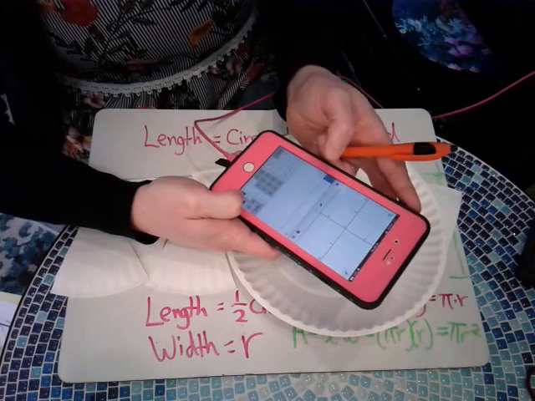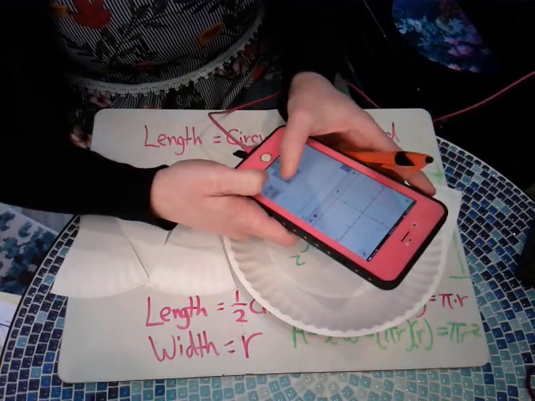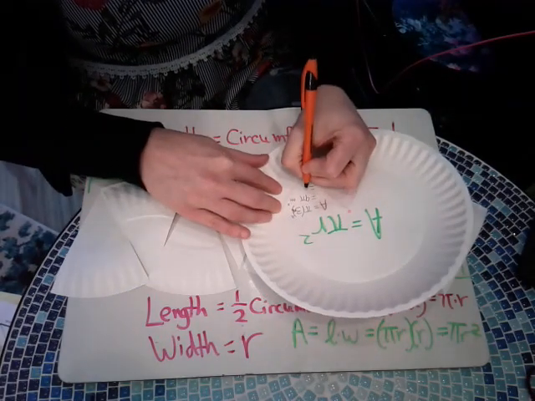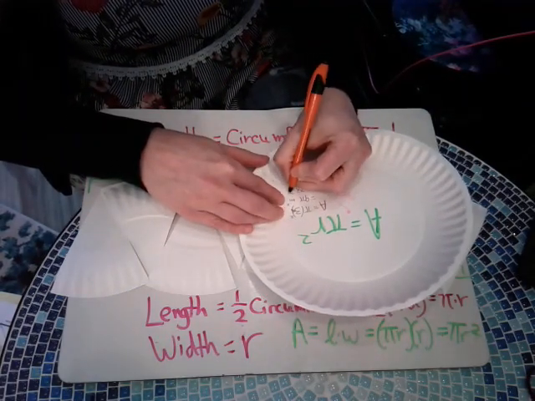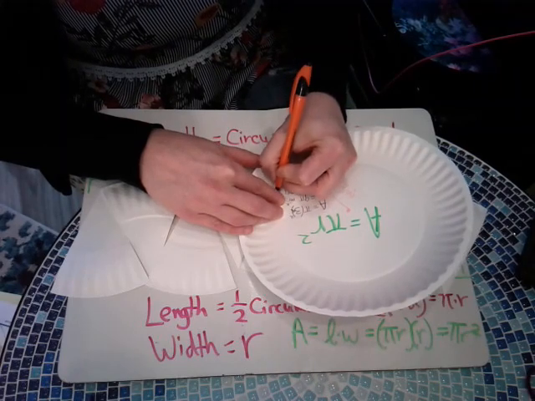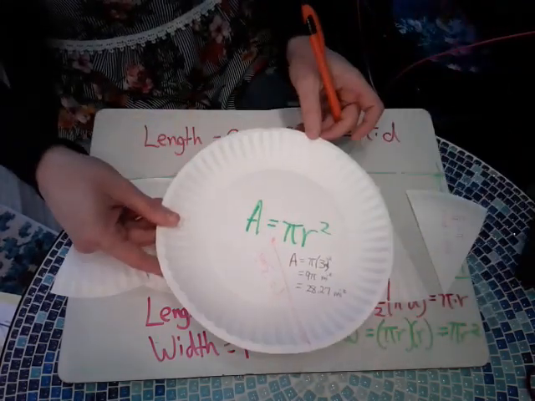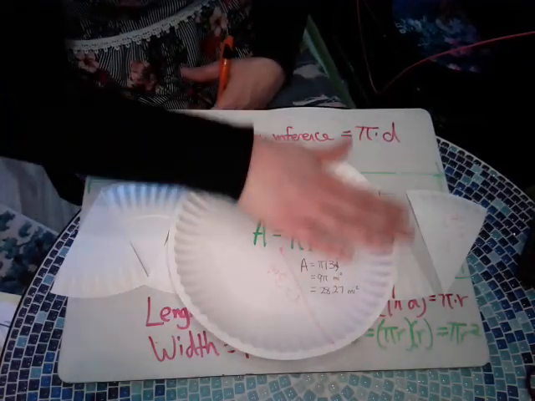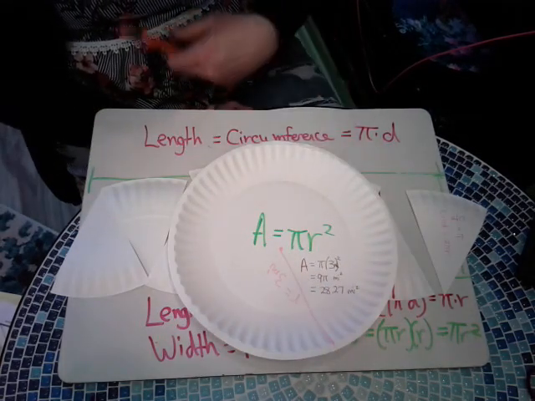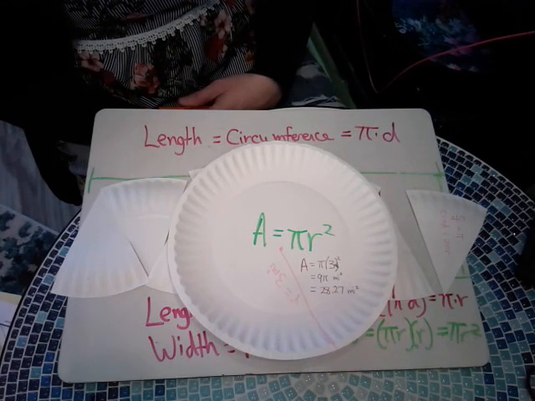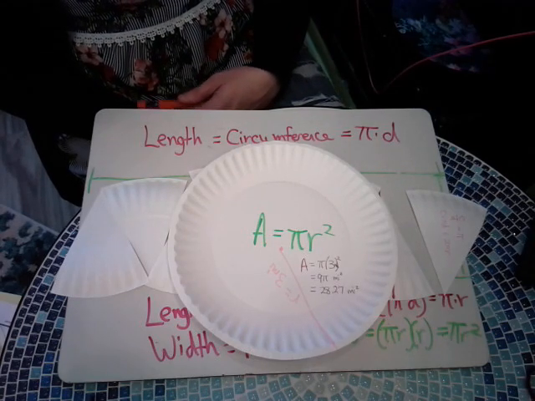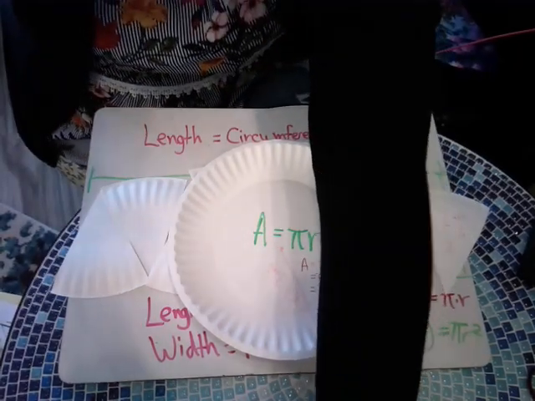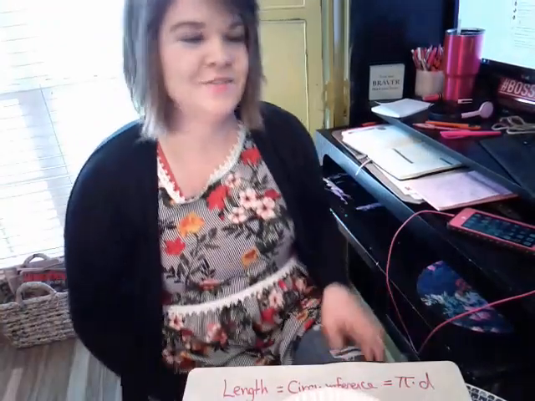Okay, so I'll go back and I'll put 9 pi. So it's 28.27. So this would be 28.27 square miles. In order to search this entire area, you would have to search 28.27 square miles. So the area of a circle is pi r squared. Right.